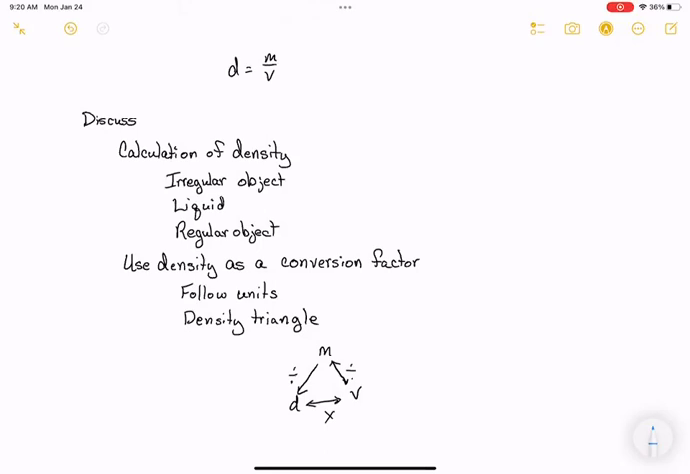So the mass is equal to the density times the volume. The density is mass over volume. The volume is mass over density. So basically that just helps you if you struggle with some of the manipulation of equations.